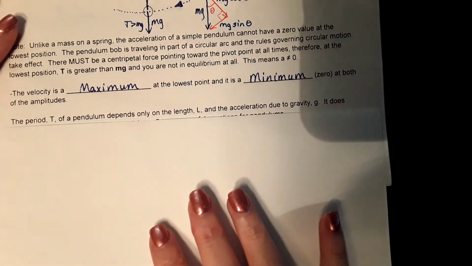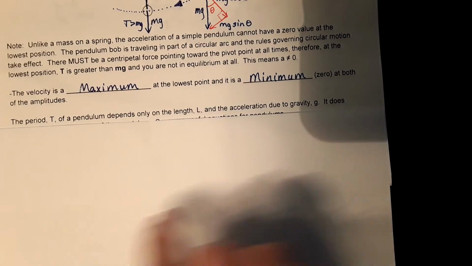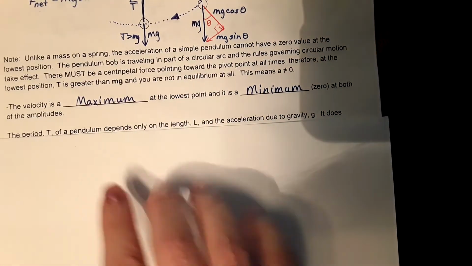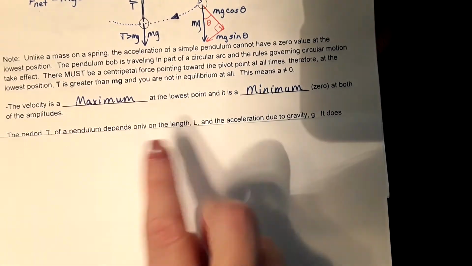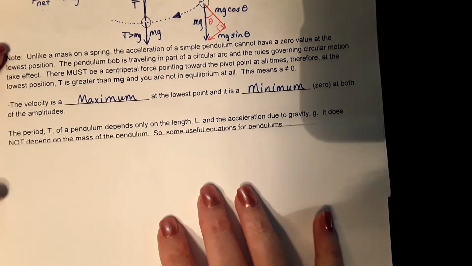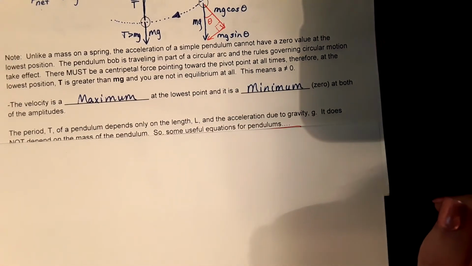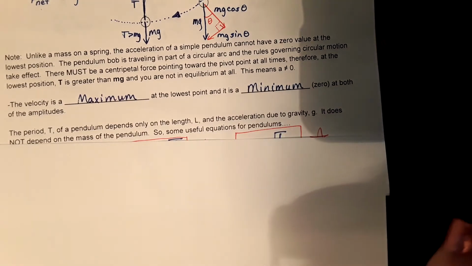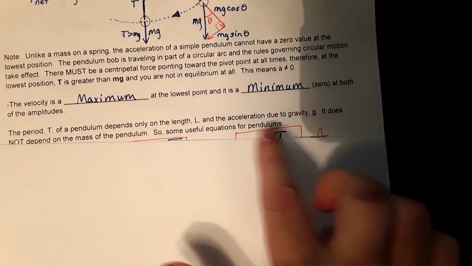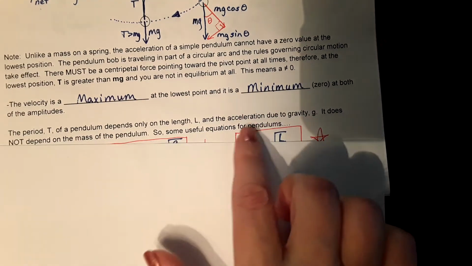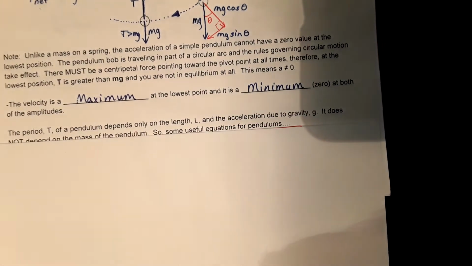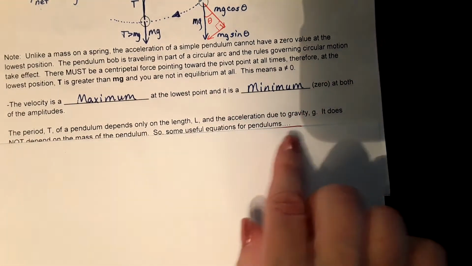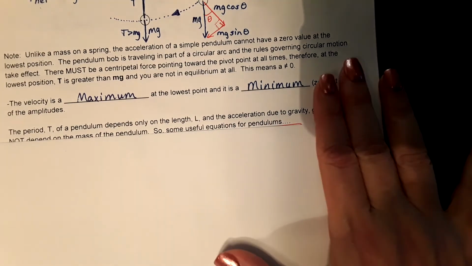Now, also, the pendulum's period T depends only on two things: the length of the pendulum and the acceleration due to gravity where you are. I will leave you to watch the videos to learn about that. In fact, there's an important question about this on the video, I believe on the Friday assignment, so make sure you watch that.